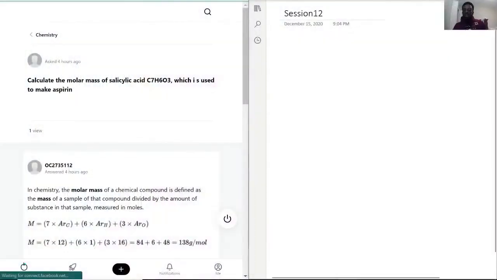And we're going to start with question number 1. Calculate the molar mass of salicylic acid, so that's C7H6O3, which is used to make aspirin. So the important thing here is to define the molar mass. We need to be able to add up the atomic mass unit, the AMU, of its constituents.